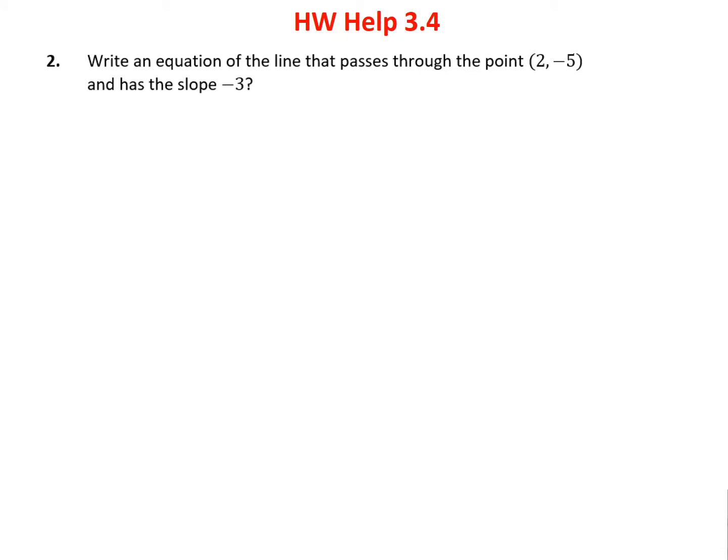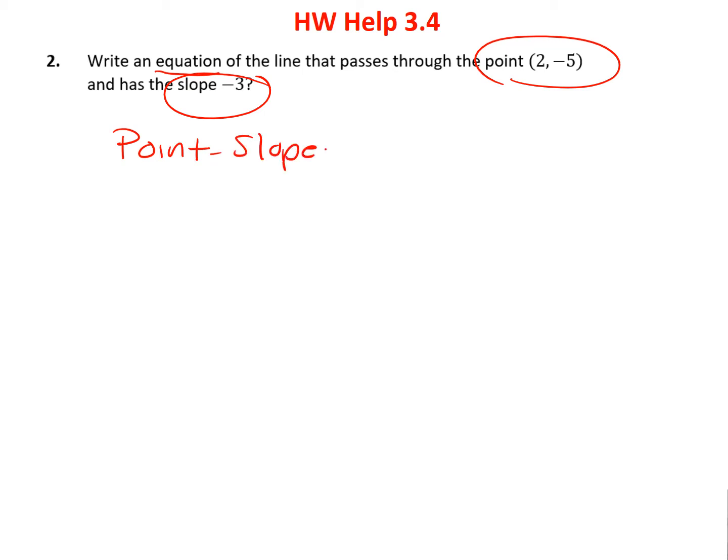Problem 2 is the reverse of problem 1. We're asked to write the equation given a point and a slope. Okay, so again, my point slope form looks like this: y minus the y coordinate in the first point equals the slope times x minus the x coordinate in the first point.